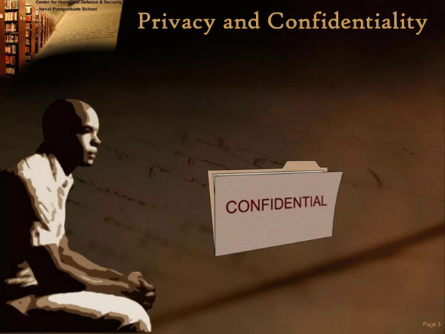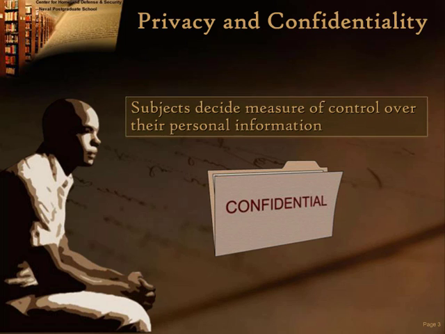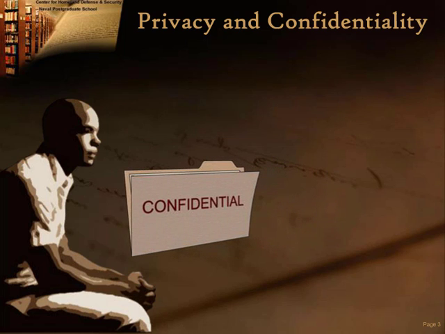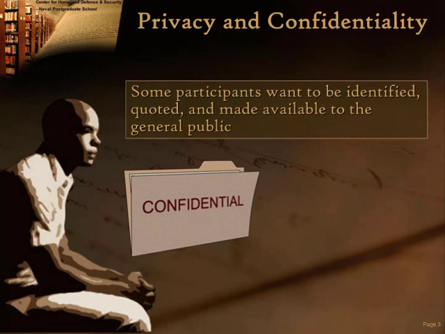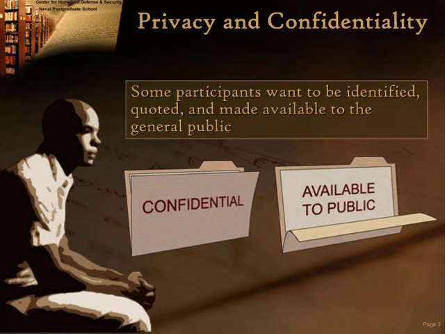Confidentiality procedures, as described during the informed consent process, allow subjects to decide what measure of control over their personal information they are willing to relinquish to researchers. It is not always the case that information provided by research participants must be protected from unauthorized or inadvertent disclosure. Some participants want to be identified and quoted. Some agree to have their photographs or audio or videotapes archived in collections available to the general public.